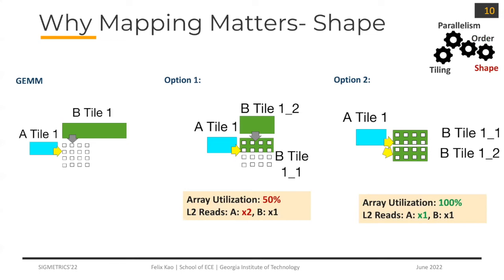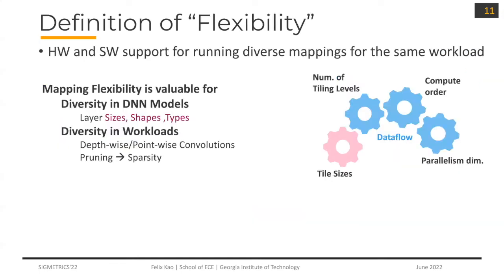So to support these different mapping options, we actually need the hardware to have flexibility. What does flexibility mean in a DNN accelerator? The flexibility of the accelerator means the hardware and software support for running diverse mappings for the same workload. Mapping flexibility is quite useful because there is diversity in DNN models, such as layer size, shape, and types. Also, there is diversity in workloads, such as depthwise and pointwise convolution, or sparse workloads.